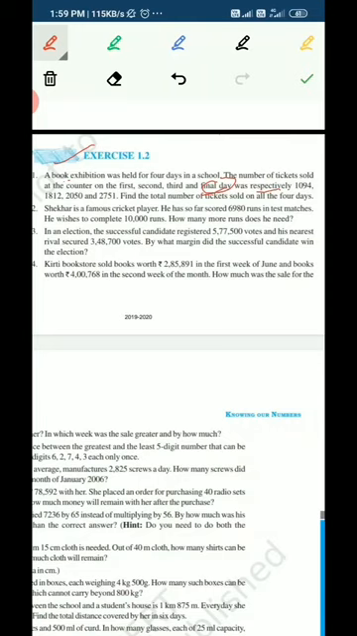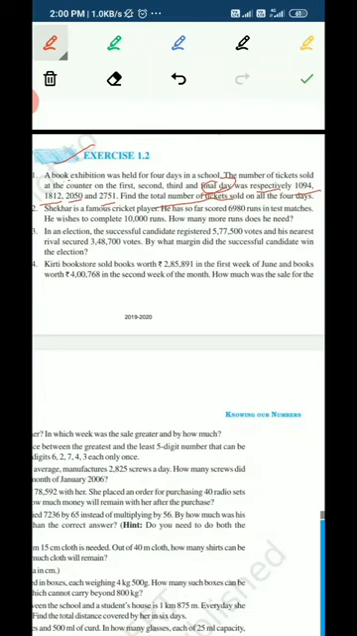That means on the first day the tickets sold were 1094, on the second day tickets sold were 1812, third day it was 2050, and the fourth day it was 2751. What we have to do in this question? Find the total number of tickets sold on all the 4 days. So for the total number of tickets, I hope you have understood what we have to do: we have to add the number of tickets that were sold on the first, second, third and fourth day.